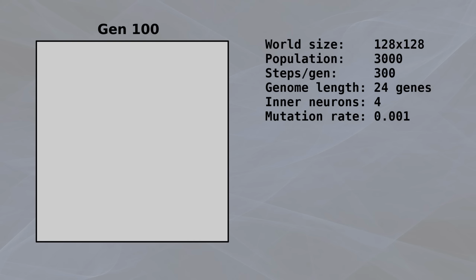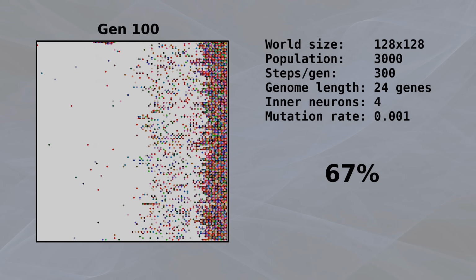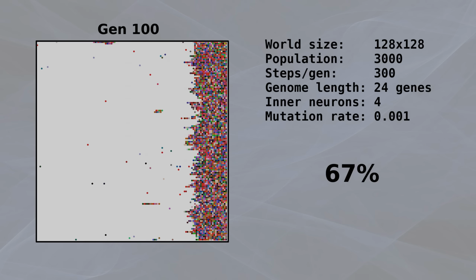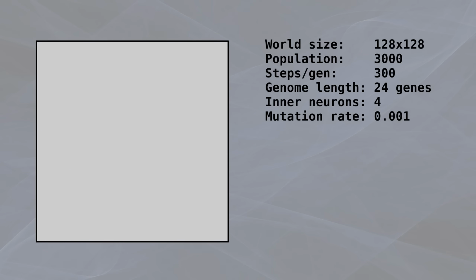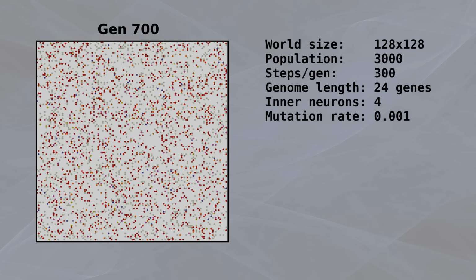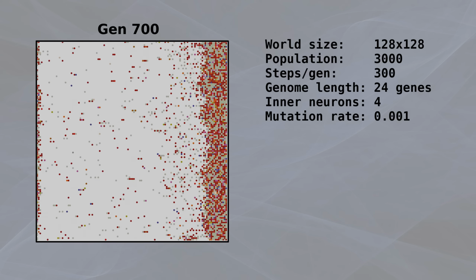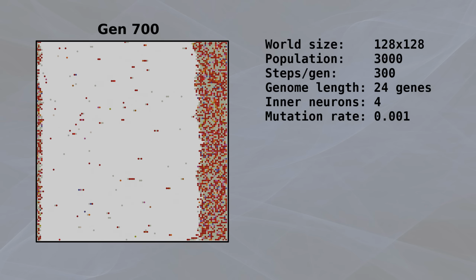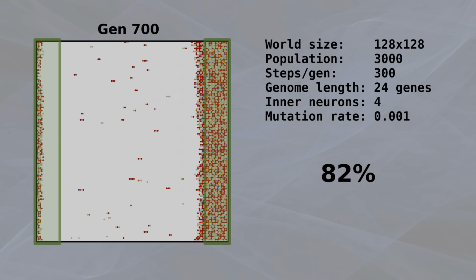Let's go forward to generation 100. In generation 100, they're getting a little smarter. Now 67%, up from 56%. Now 67% have found their way to the spawning areas and are reproducing. Let's go forward 600 more generations to generation 700. In generation 700, a mutation happened that caused some of them to start going west instead of east, and now 82% of them are surviving in each generation and reproducing. That's a good increase.